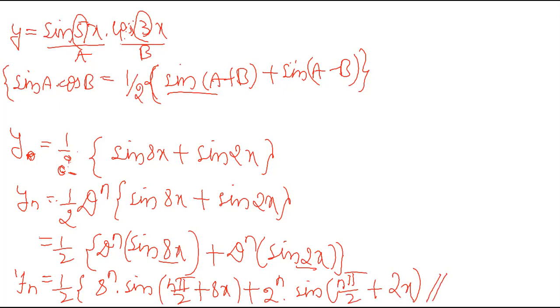What is important is the formula of sin a into cos b. You know that one: sin a into cos b is equal to 1 by 2 into sin a plus b plus sin a minus b.